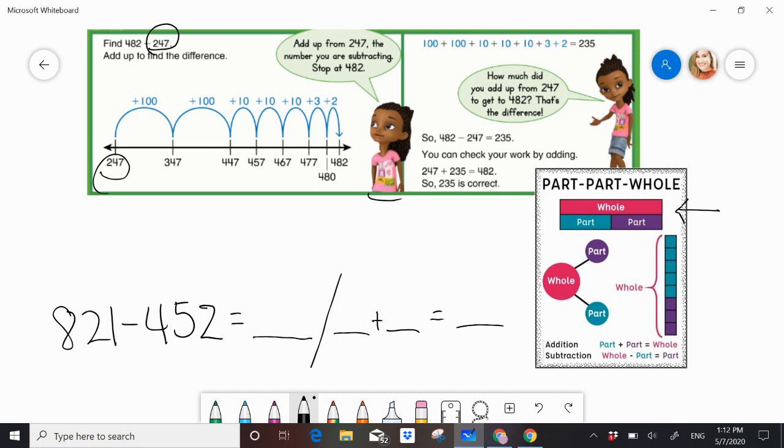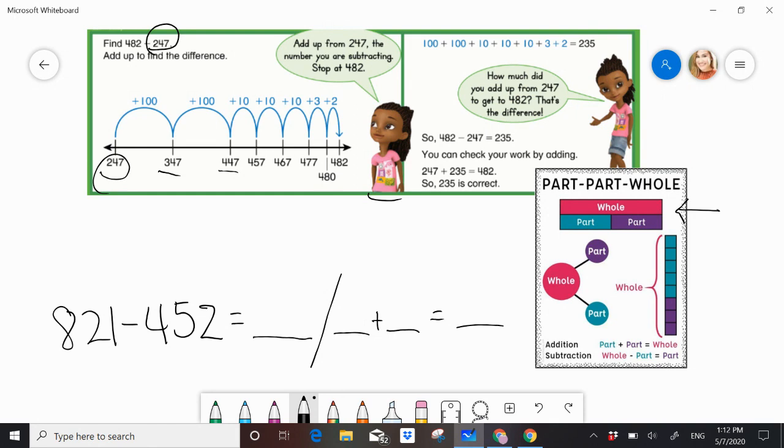So they're adding on 100. They get 347. They're saying, oh, that's still not 482. Let's add on another 100. They add on another 100, and they get 447. They're like, oh, that's not 482, but I can't add on another 100 because then that would be 547, and that wouldn't make sense. So then they start adding on tens.